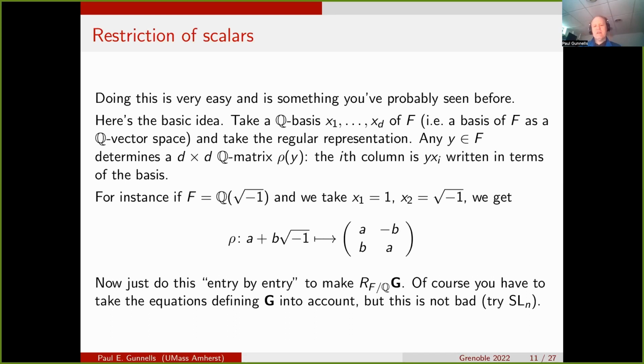Now not every group is GL_n, so there could be some equations that you have to use to define the group, like SL_n, determinant 1. So you have to modify the equations as well to make them rational. But it's not so bad. I mean, you can write something out. The place that I've seen it written out in explicit detail is Platonov and Rapinchuk's book on algebraic groups.